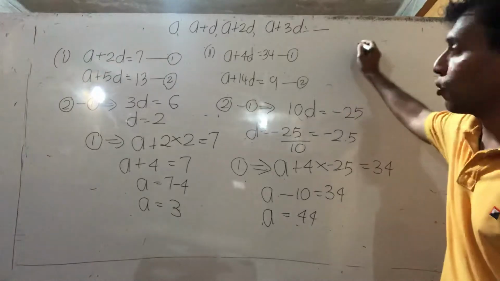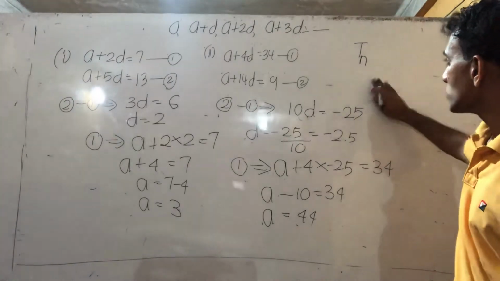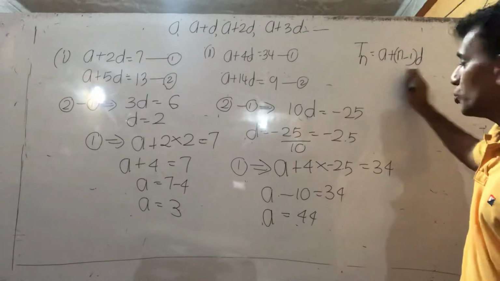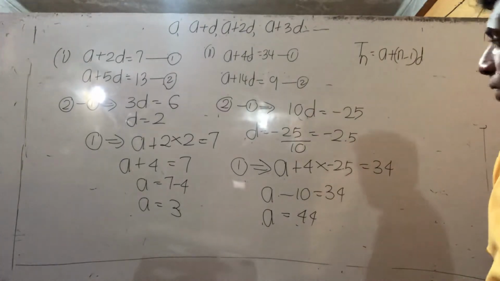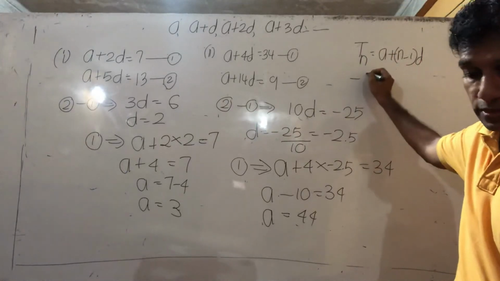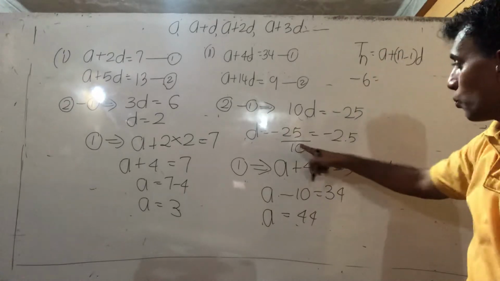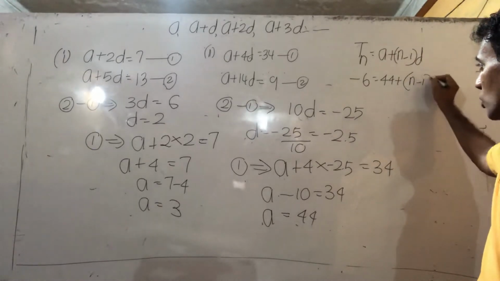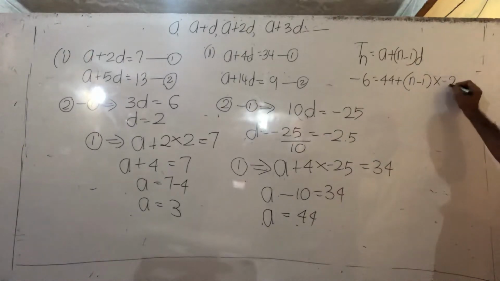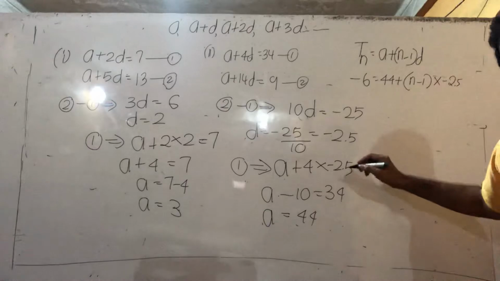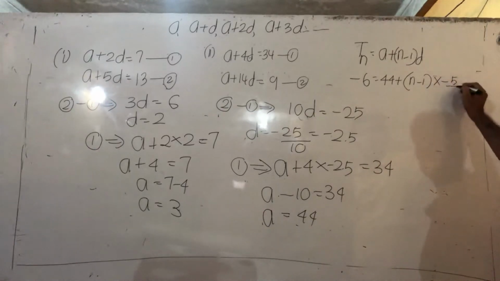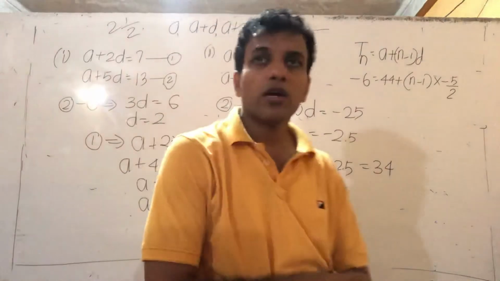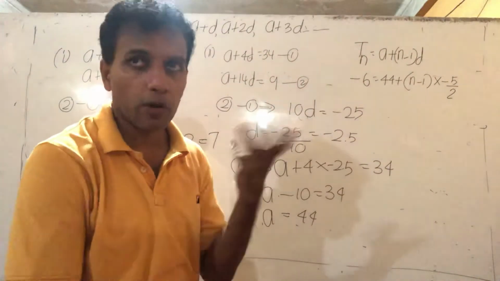So use the nth term formula. Tn equals A plus n minus 1 into D. Okay, so apply it: Tn is minus 6. A is 44, plus n, don't know what n is, times the common difference minus 2.5. Here better, you can say minus 5 over 2. You know 2.5 is 2.5, otherwise 5 over 2. Here that is better, to solve, no problem, 2.5 also.